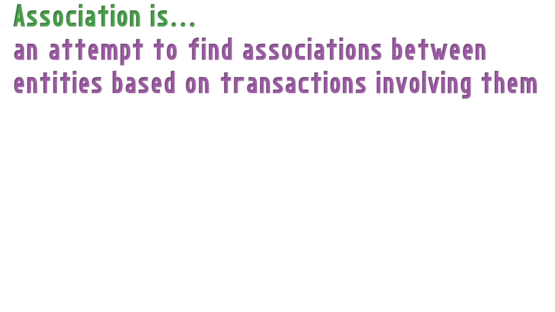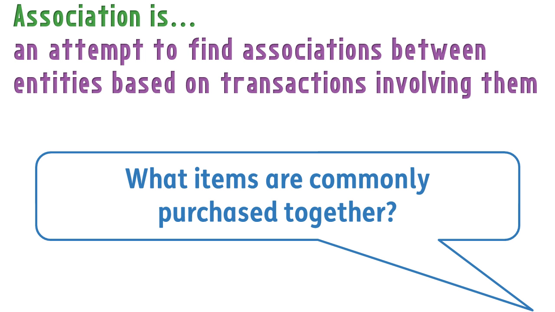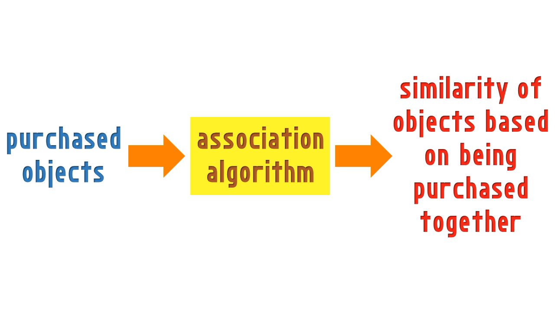Association is an attempt to find associations between entities based on transactions involving them. An example association question would be, what items are commonly purchased together? While clustering looks at similarity between objects based on the object's attributes, association considers similarity of objects based on their appearing together in transactions. For example, analyzing purchase records from a grocery store may uncover the fact that beer is purchased together with diapers much more frequently than we expect.